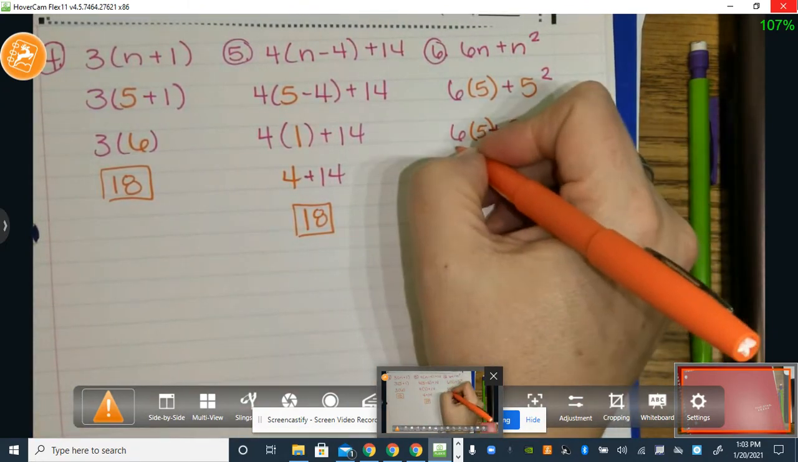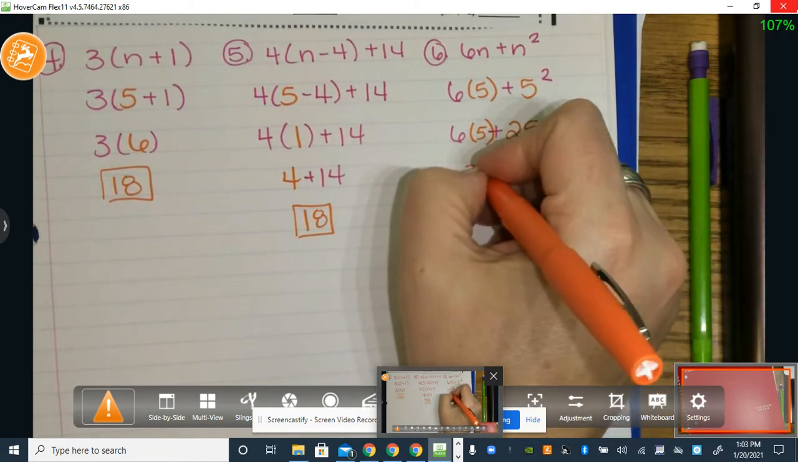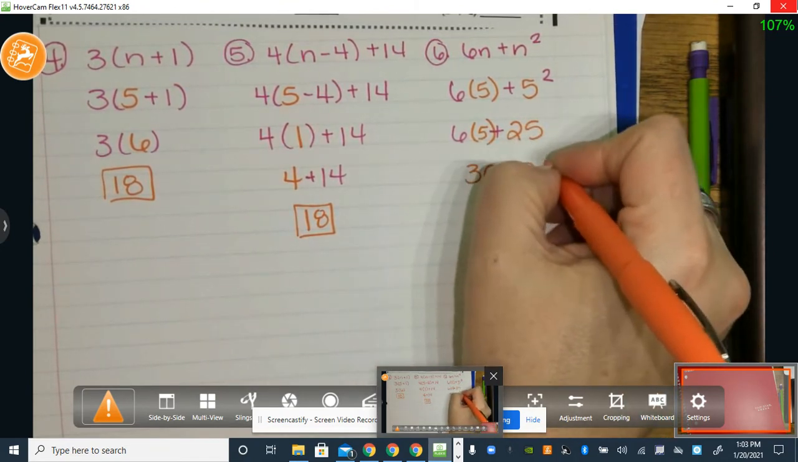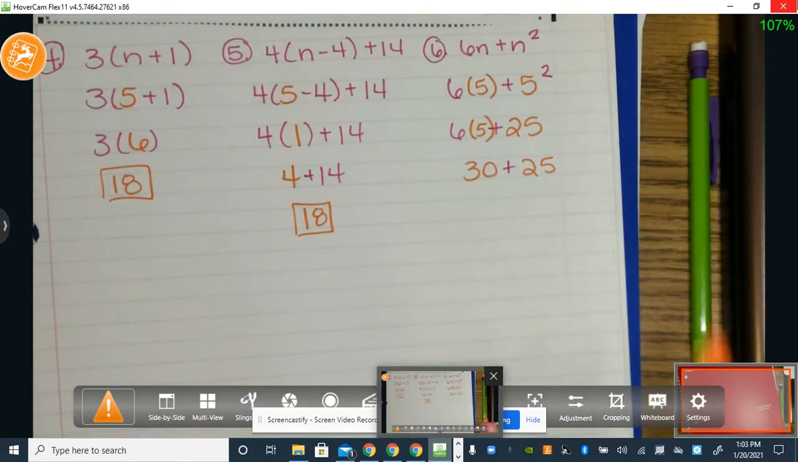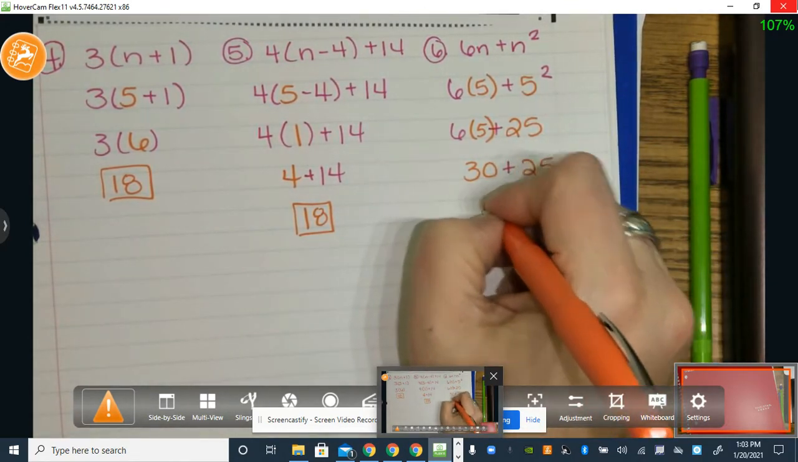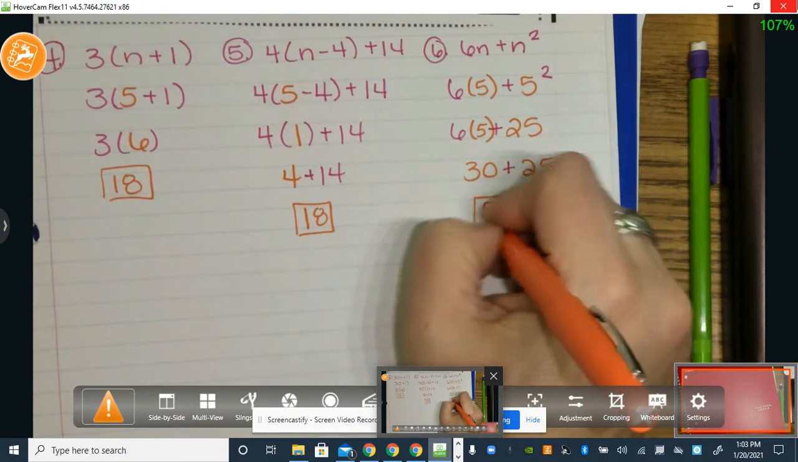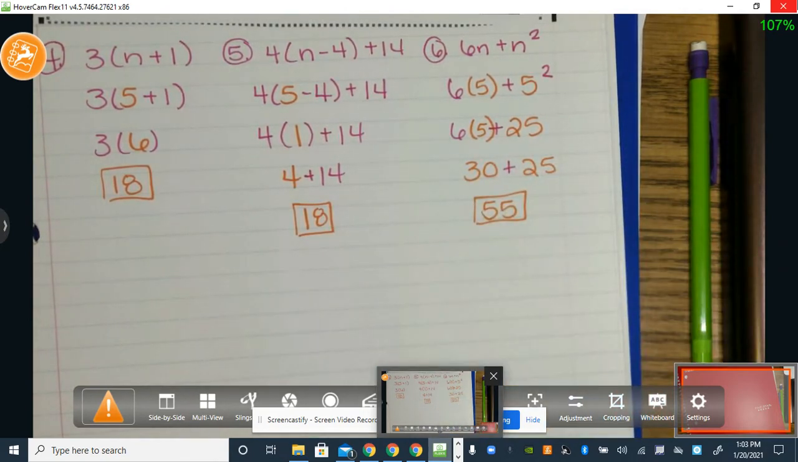Okay. Now I have the 6 times 5. That gives me 30. So then I have 30 and 25, and I need to add them together. All right, and 30 plus 25 gives me 55, and that is my final result. That's what I get when I evaluate it.